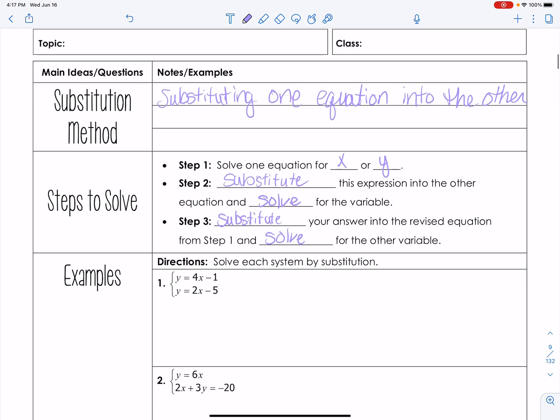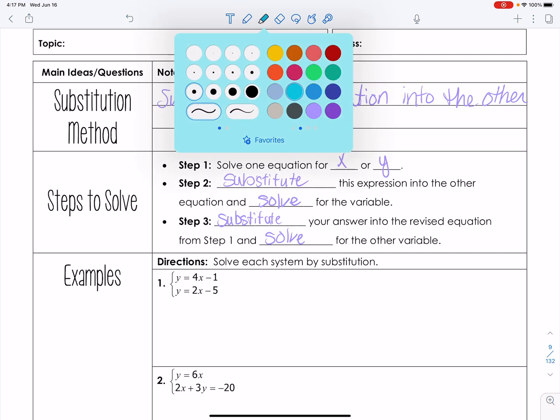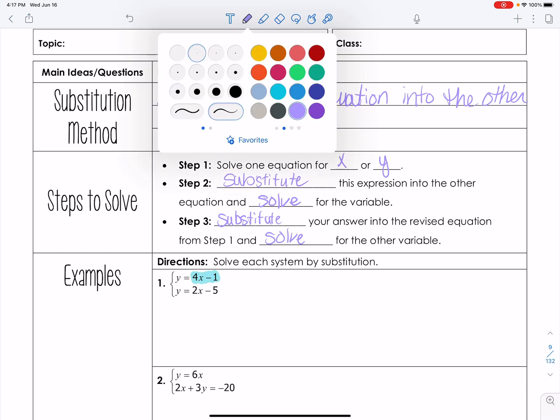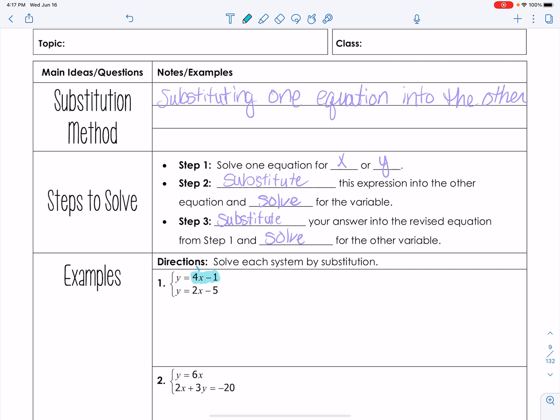All right, so let's take a couple of examples just so we can get a look. I always like to start with this first one. Step 1 says solve one of the equations for one of the variables. This equation right here is solved, isn't it? So can't I just take that, box it, and substitute it into the other equation for y?